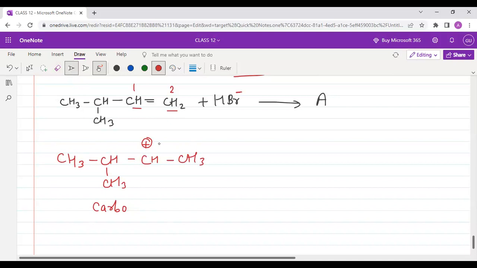See this carbon atom, the carbon atom having positive charge. It is attached further to two carbon atoms, right? So it is secondary carbocation. Now, if you shift this positive charge here by a hydride shift, have you studied about hydride shift? Hydride is H minus.